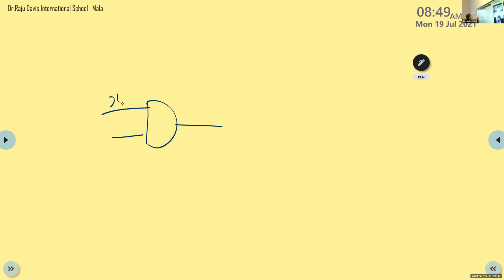First one is x and y. The output is x dot y, which is equal to another AND gate. The output is y dot x. The first input is y, second input is x. Okay. This is the logic circuit for second commutative law.